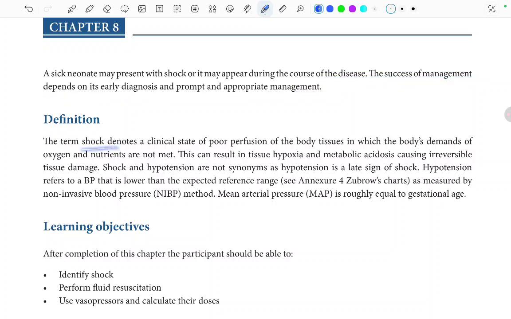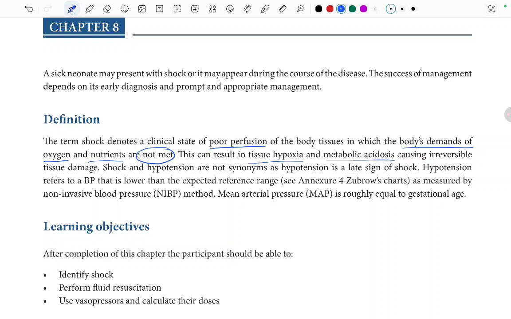Definition: the term shock denotes the clinical state of poor perfusion of the body tissues in which the body's demands of oxygen and nutrients are not met. This can result in tissue hypoxia and metabolic acidosis, and irreversible tissue damage can even occur.